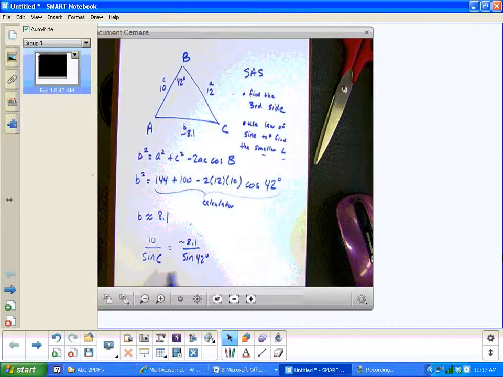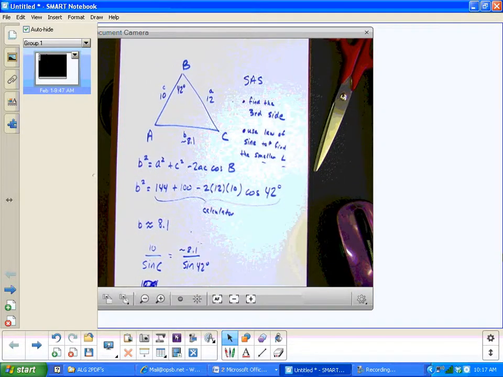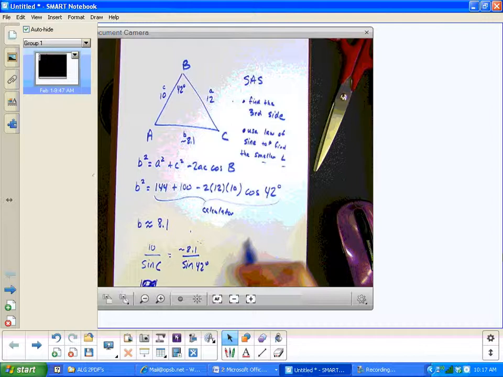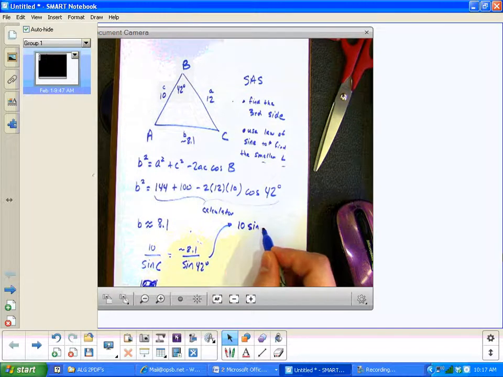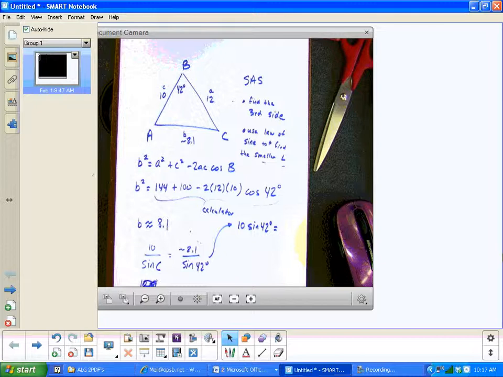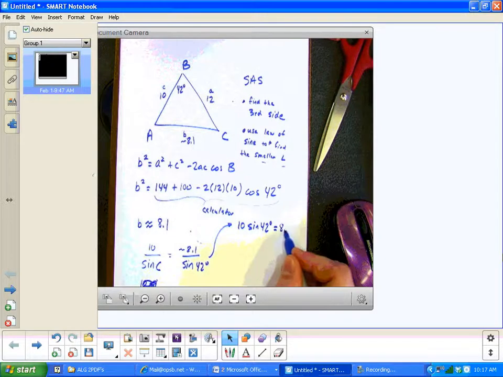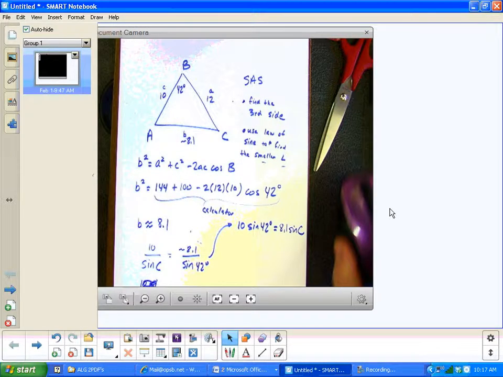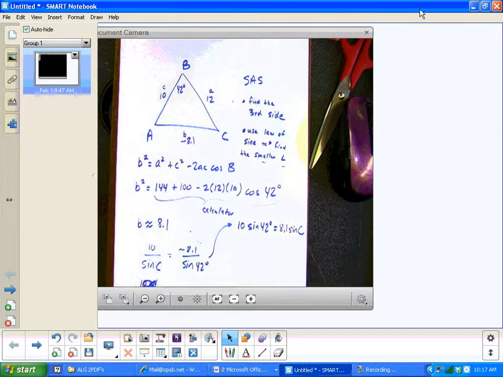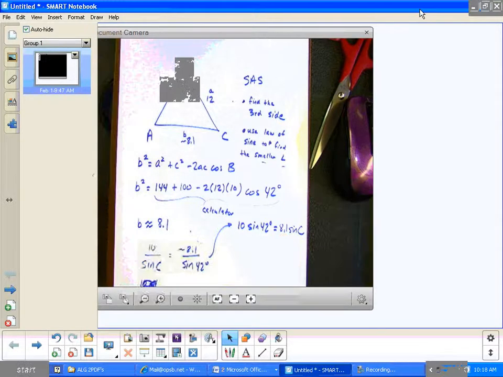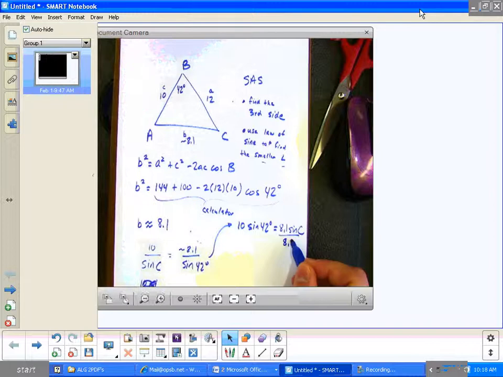We'll do 10 times sine 42 equals 8.1 times sine of C. Okay. Now, you guys are saying that we're going to have to use inverse right here because we're finding an angle. Now, before we use inverse, we need to get rid of 8.1, don't we? Okay. So we're going to divide both sides by 8.1, but here's where we got to be really careful.